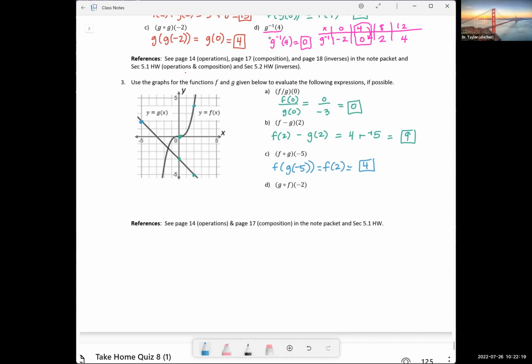G of F of -2. So we're going to put F of -2 into G. So first we're going to say F of -2. What is that? Looks like -4. And then we go and find -4 on our G, which is right there, +1.